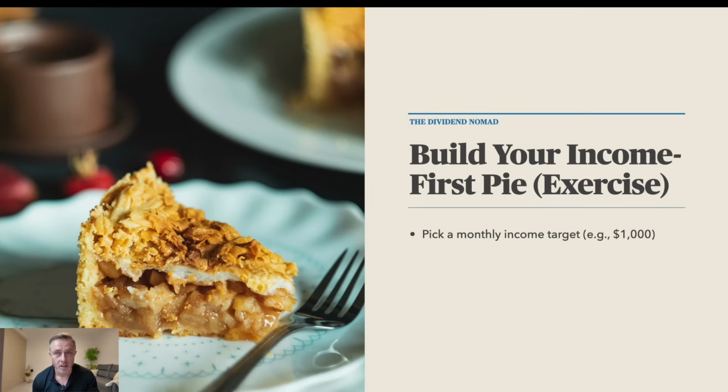pick a monthly income target. How much money do you need every single month to live the life that you want to live? For me, a normal middle-class lifestyle is perfectly fine. I don't need a mansion and Lamborghinis and all of that. And I can live a normal middle-class lifestyle here in Asia for less than $1,500. So $1,500 would be my monthly income target, because I can live on that.